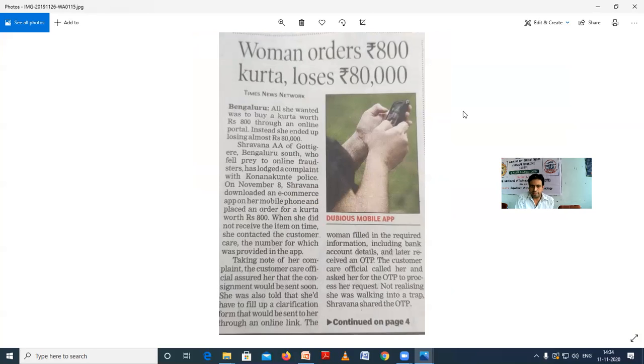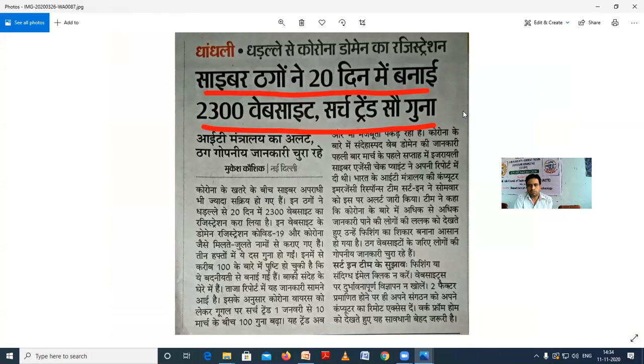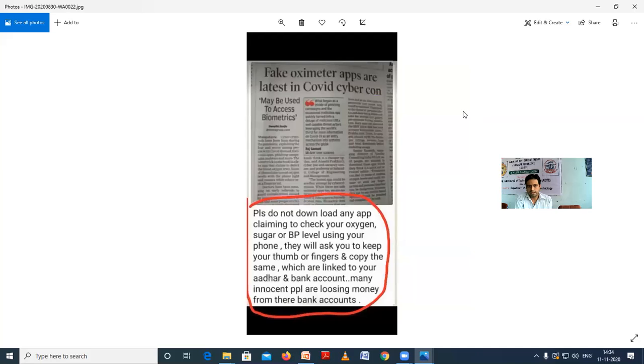The next media coverage is about a woman who ordered an 800 rupee kurta and lost 80,000. KYC and FASTag updates have created cybercrime issues. In just 20 days, 2,300 websites were used for theft by cyber criminals, related to the COVID issues. Fake oximeter apps are used in the latest scenario for cyber crimes.